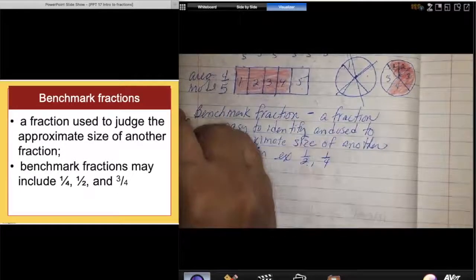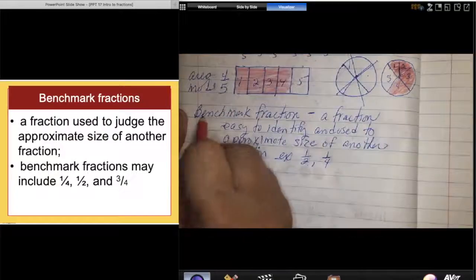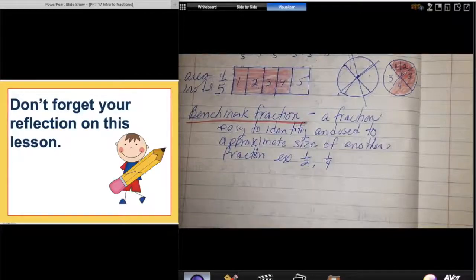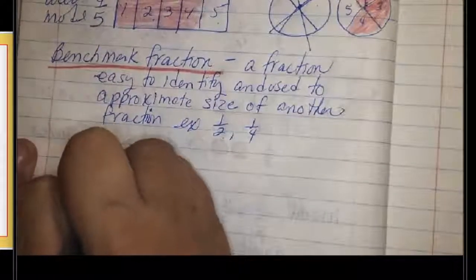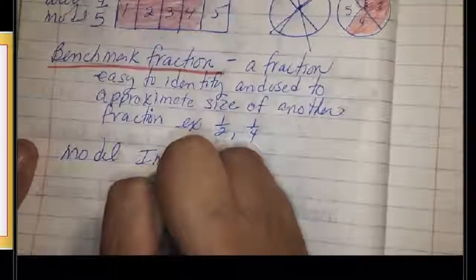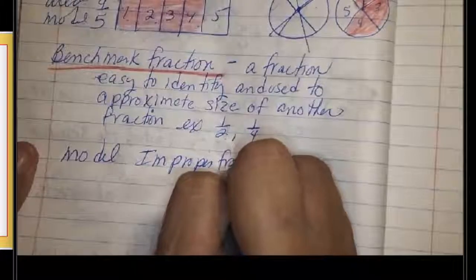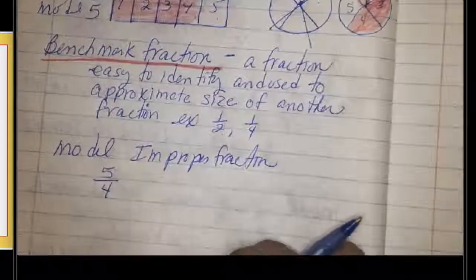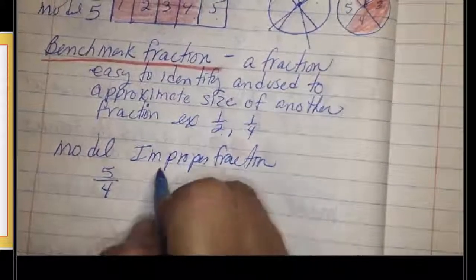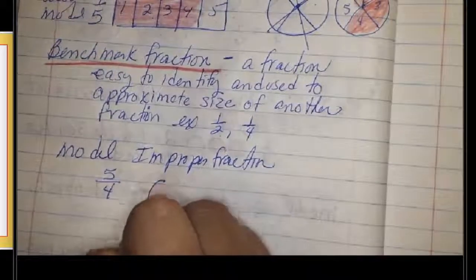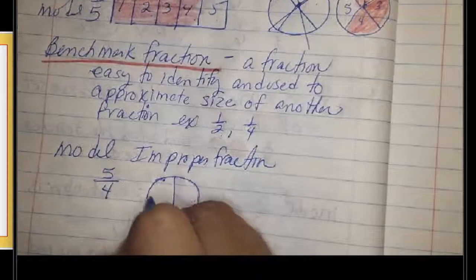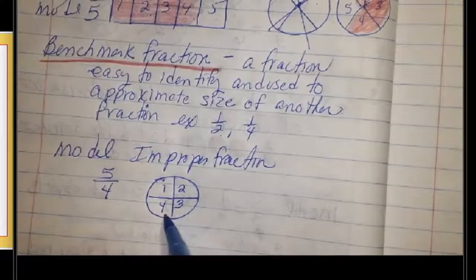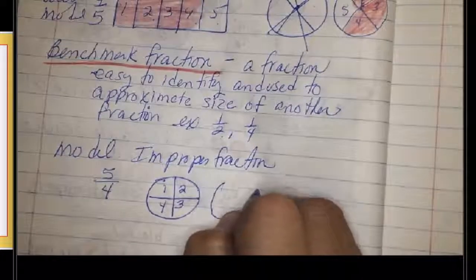But my goal, at least for today, was to get all our basic definitions out of the way as we continue to the next lesson. Let's go ahead and model an improper fraction. Let's look at those. For example, 5/4. So how would I model 5/4? If I have, let's go ahead and do a circle. 1, 2, 3, 4. Well, the only way I can get 5 is if I go get another piece of pie.